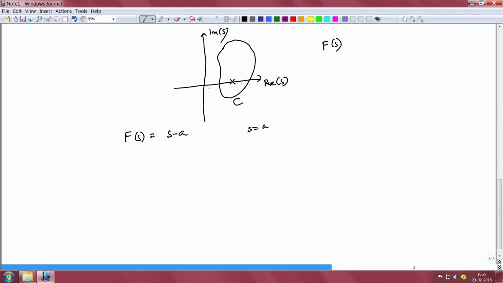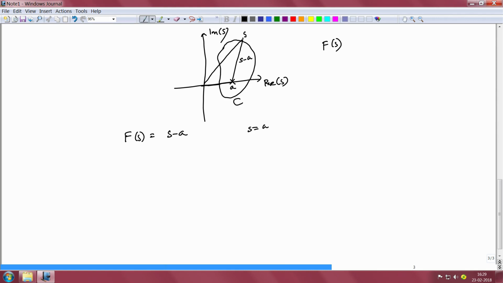So, let us start off with this function f of s. For the moment, let us assume that the point A is inside the contour. Now, let me consider a general complex number s on the contour. So, the complex number s is represented by this particular phasor. This particular phasor here is the complex number A. Therefore, this complex number is essentially s minus a.